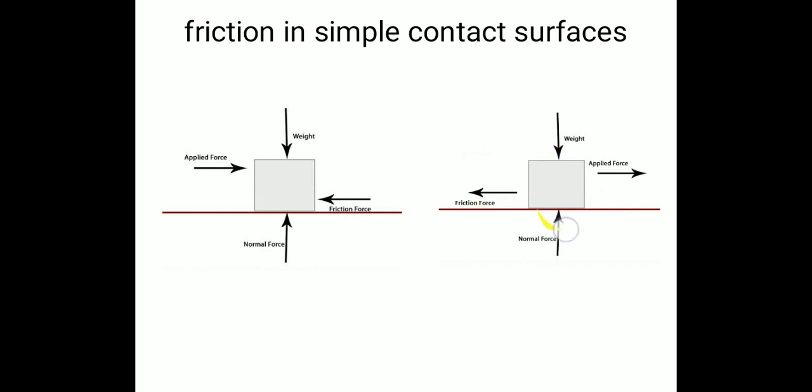Similarly, you can see the second figure. A block is kept here, resting on a surface. The block has a self weight W. The self weight is balanced by the normal force. If we want to apply some force, now a pulling effect is here. So force is applied here. Therefore, the block will move in this direction. So friction will happen in the opposite direction of motion.